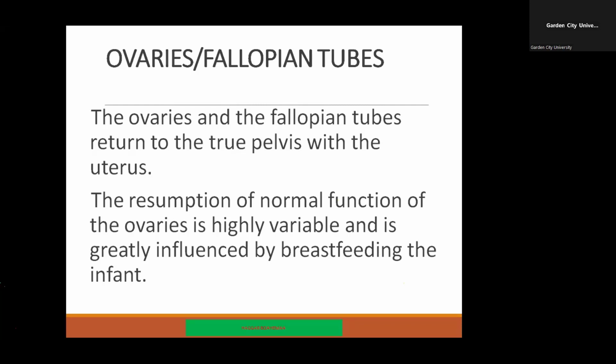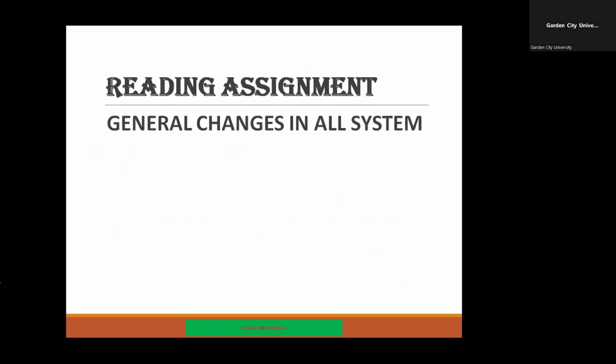Then the ovaries, they resume their normal function. But you remember I said here, it depends on breastfeeding. If we breastfeed the baby frequently, you understand the physiology of lactation, prolactin will be released to suppress ovulation.